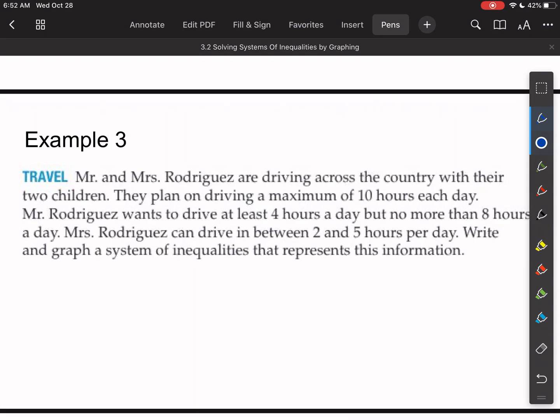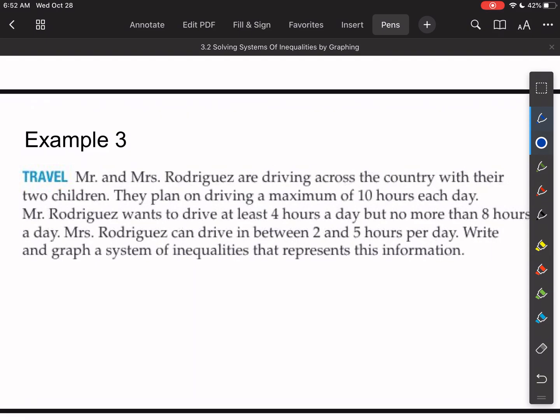Mr. Rodriguez wants to drive at least 4 hours a day, but no more than 8 hours a day. And Ms. Rodriguez can drive in between 2 and 5 hours per day. Write and graph a system of inequalities for this information. All right, so this is an interesting problem.